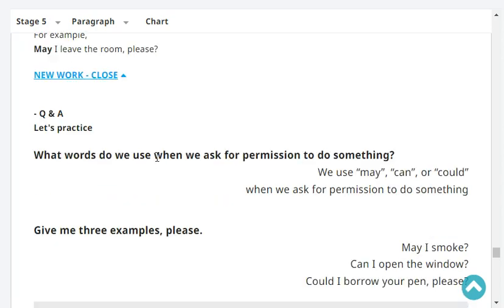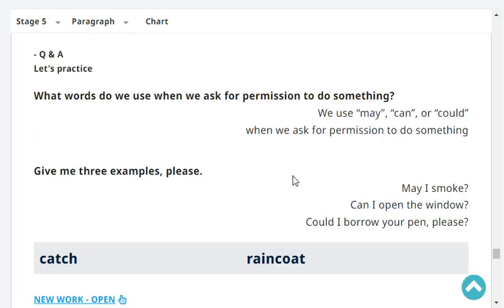Okay, let's practice. What words do we use when we ask for permission to do something? We use may, can, or could when we ask for permission to do something. Give me three examples, please.